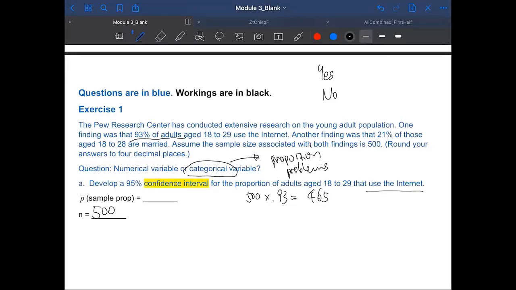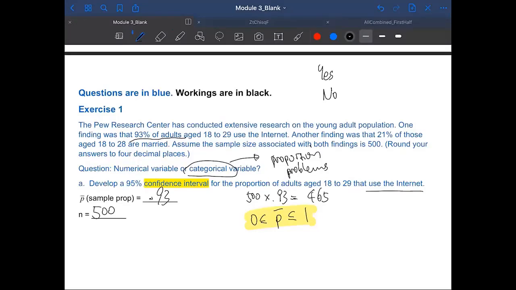P-bar is sample proportion. So p-bar represents the proportion of your sample who says yes. So typically p-bar is between 0 and 1. This part is super important. P-bar is between 0 and 1. So you can't possibly have a p-bar that's 465. So what is the p-bar then? 0.93. Is this part clear how I got it? P-bar represents the proportion of your sample who says yes.